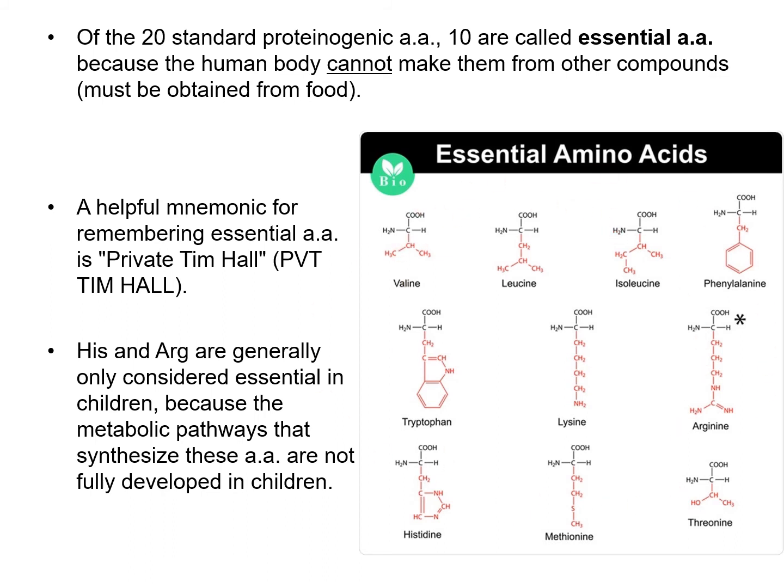And a helpful mnemonic for remembering these essential amino acids is provided. Well, help yourself to use this. And histidine and arginine are generally only considered essential amino acids in children, but not in adults, because the metabolic pathways that synthesize these amino acids are not fully developed in children.